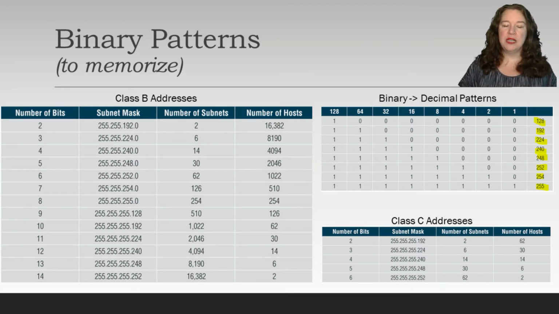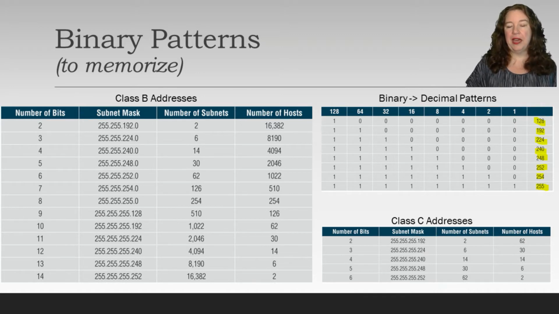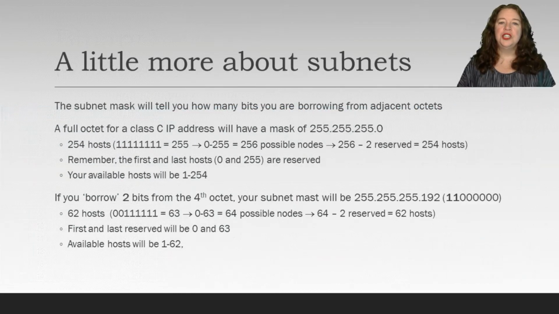You add the amount of subnets that you can, and your number of hosts go down. So keeping track of the binary patterns is going to be useful. Just a little bit more about subnets, just words to understand how they work. A subnet mask tells you how many bits you are going to borrow from your adjacent octets.